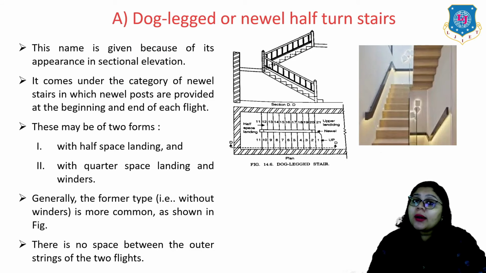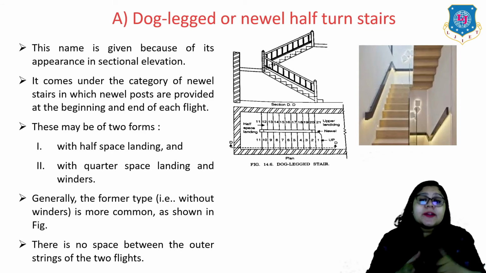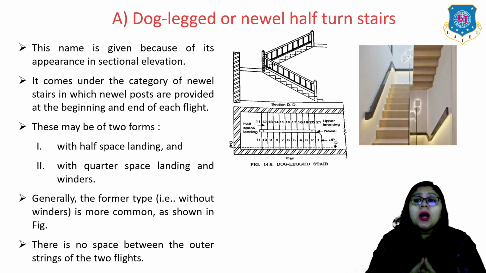The first is the dog-leg or newel half-turn stairs. This name is given because of its appearance in sectional elevation. It comes under the category of newel stairs, in which newel posts are provided at the beginning and end of each flight. These may be of two forms, with half space landing and with quarter space landing and the windows. Generally the former type, which is without windows, is more common, as shown in the figure. There is no space between the outer stringers of these two flights. You can see that clearly in this image.